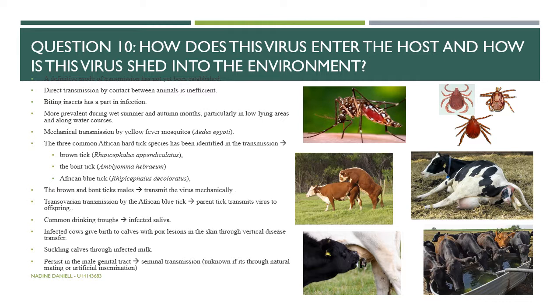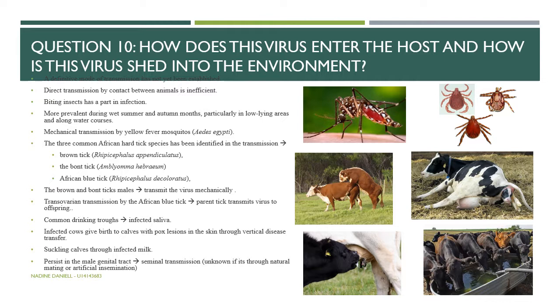Biting insects like mosquitoes and ticks have been proven to play a part in infection. The yellow fever mosquito transmits the virus mechanically, as well as the brown ear tick males, whereas the African blue tick transmits the disease via transovarial transmission, which means the parent tick transmits the virus to its offspring. The virus is also spread through common drinking troughs, which are contaminated with infected saliva.